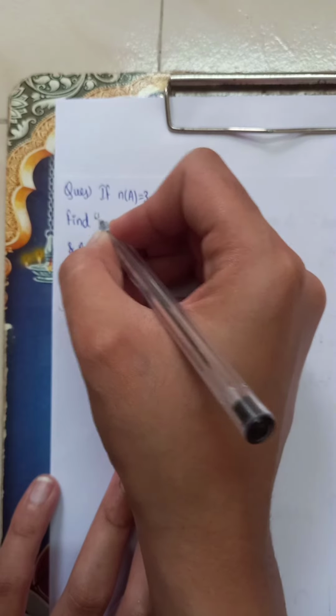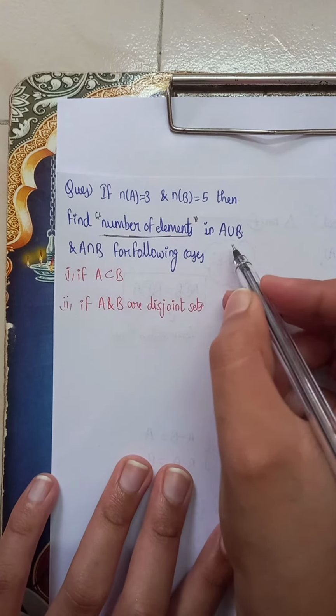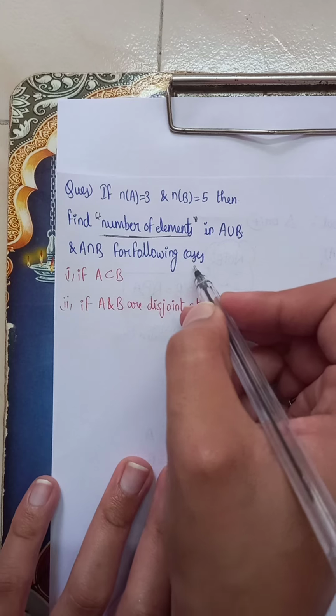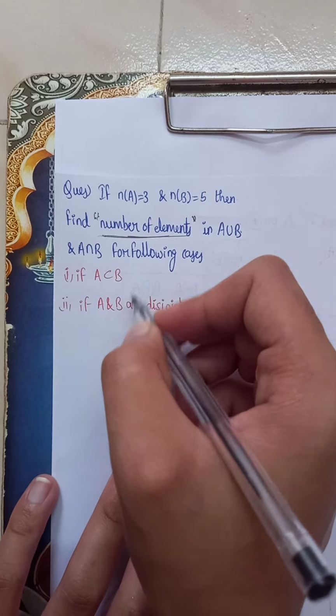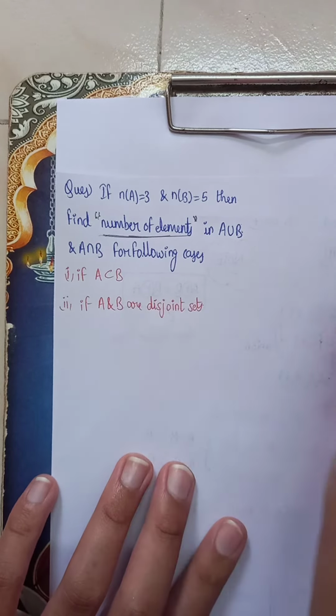Remember this, you need to find the number of elements in A union B and A intersection B for the following cases. First, if A is a subset of B, and then if A and B are disjoint sets.